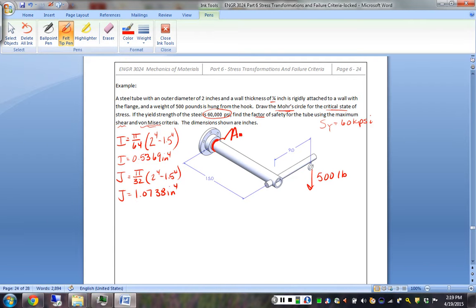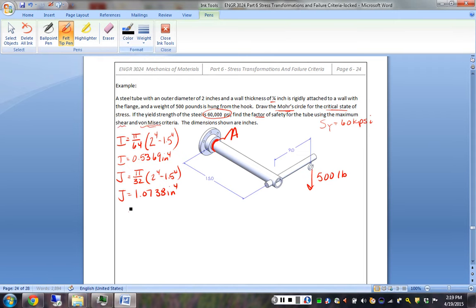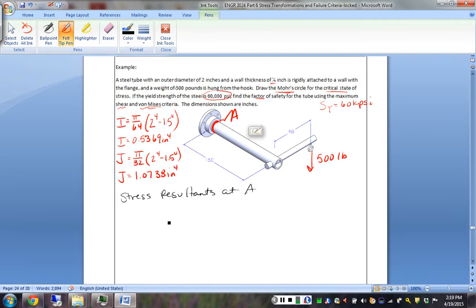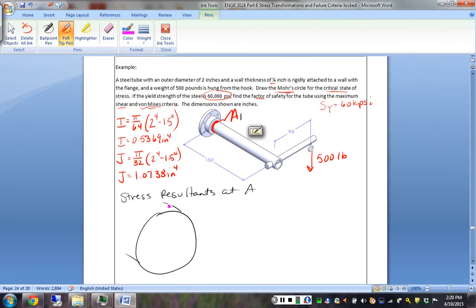It is point A that we're looking at, back at the connection point of this cantilevered pipe. And so what do we have going on? Stress resultants at A. So we've got our circular cross section, and we know that we will have a shear force in the same direction as the applied.